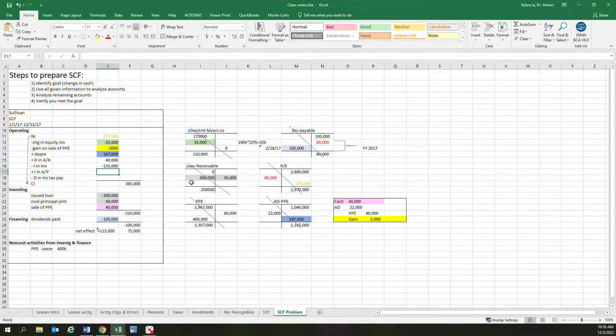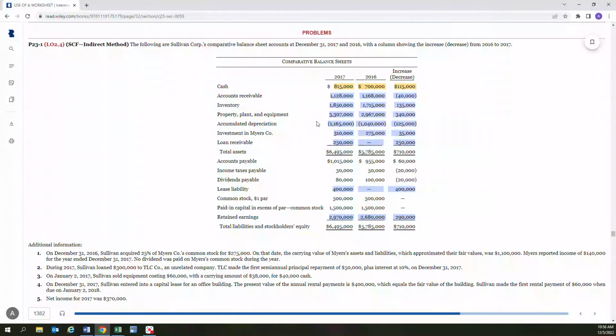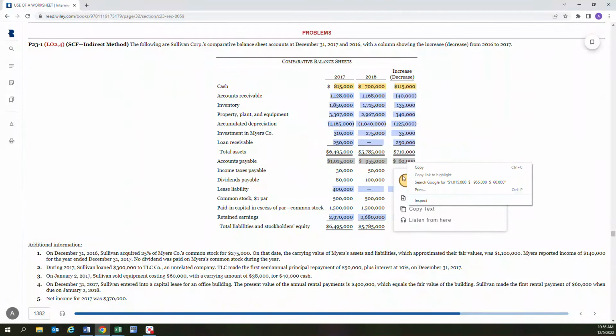You could technically create T accounts for everything here if you wanted to, okay? You could, but at the end, these particular transactions that you're analyzing in one step, it's just straightforward. Okay, so the next item, accounts payable. Accounts payable went up during the period. So if accounts payable goes up, then we add it, right?